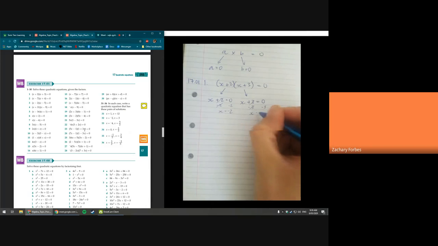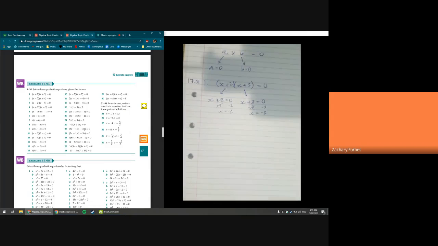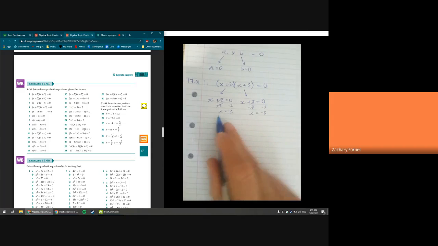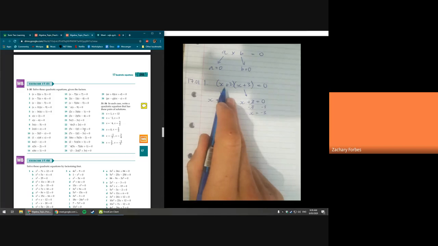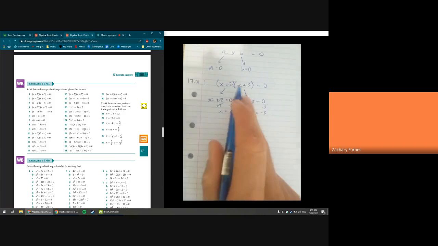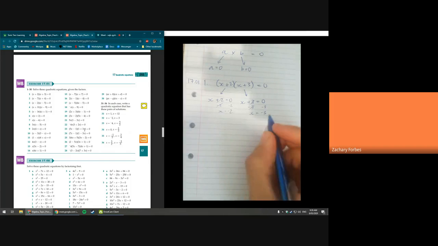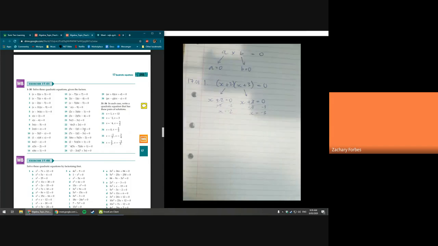There's something else that people like to do here, and they like to label their x's. So there's actually two solutions. X could either be equal to negative 2 in this scenario, or x could be equal to negative 3 in this scenario. So I actually like to label it so that my smaller of the two values is x1 and the larger of the two values is x2.